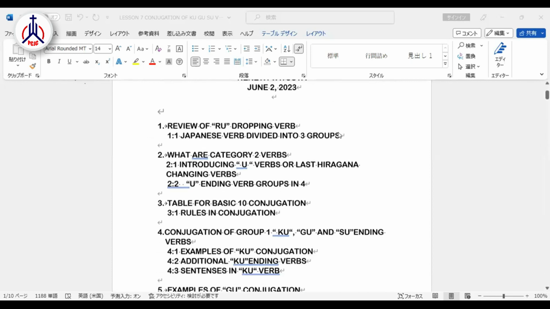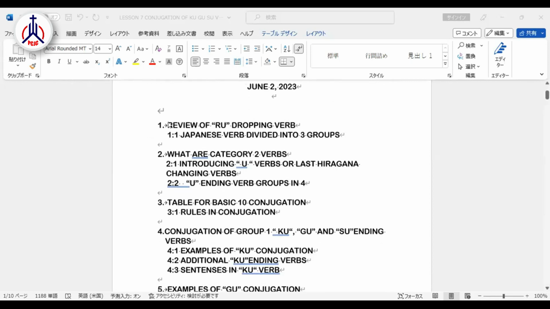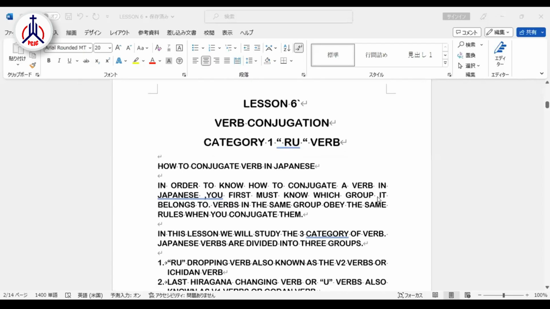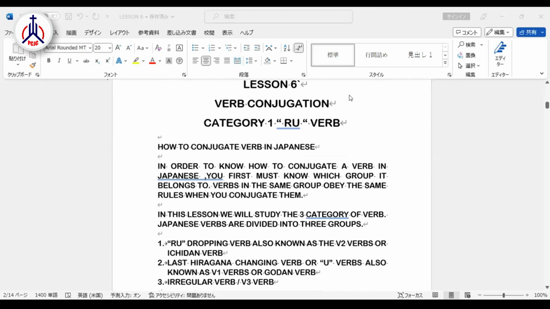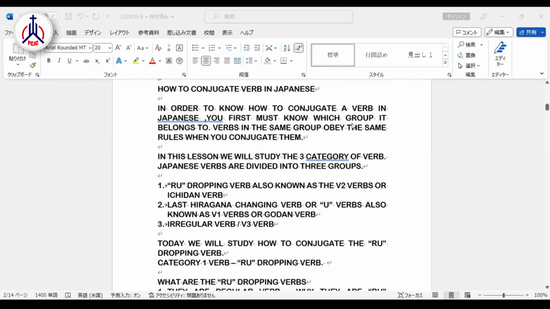Today we're going to discuss again a review of the root dropping verbs. This was last meeting. We conjugated the root dropping verbs, right? This is our lesson 6 last Tuesday, and it's all about the verb conjugation, category 1, root verbs. As I told you last Tuesday, in order to know how to conjugate a verb in Japanese, you must first know which group it belongs to.